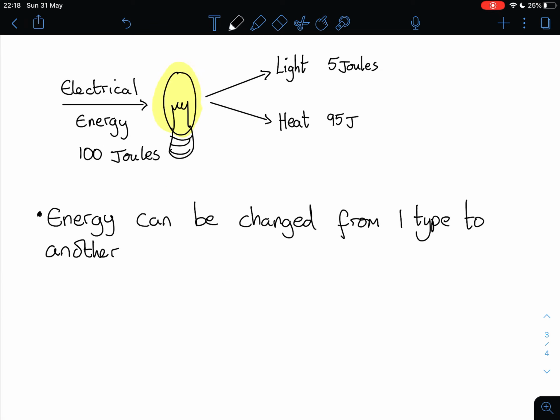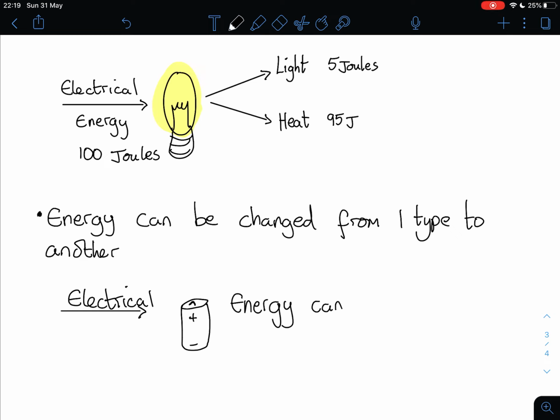What else can energy do? Well, we could have electrical energy again, and this time it could be in a charger. Electrical. And it could go into a battery with a plus and a minus, a little bit at the top. And so energy can be stored. Energy can be stored.